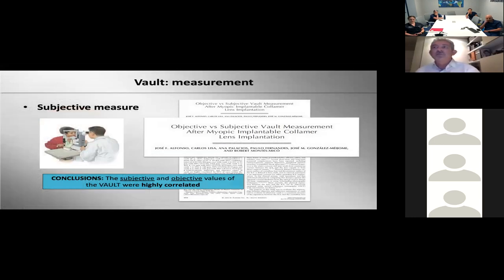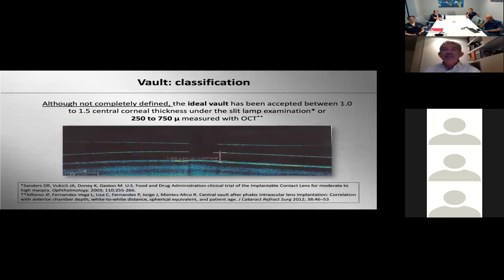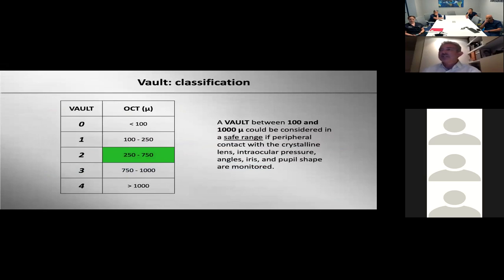We have different ways to measure the vault. We can do the first approximation, making a subjective measurement in the slit lamp. But today, other objective measurement methods are necessary to adequately study the vault, highlighting mainly the OCT. Although it's not completely defined, the ideal vault has been accepted between 250 to 750 microns, measured by OCT. In this classical Alfonso classification, which has been modified over time, a vault between 100 and 1000 microns could be considered in a safe range if peripheral contact with the crystalline lens, intraocular pressure, angle, iris, and pupil size are monitored.